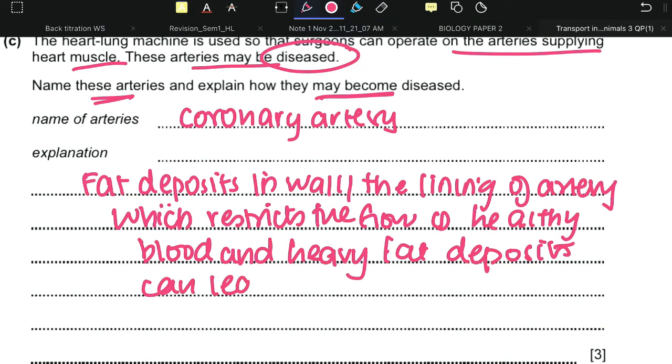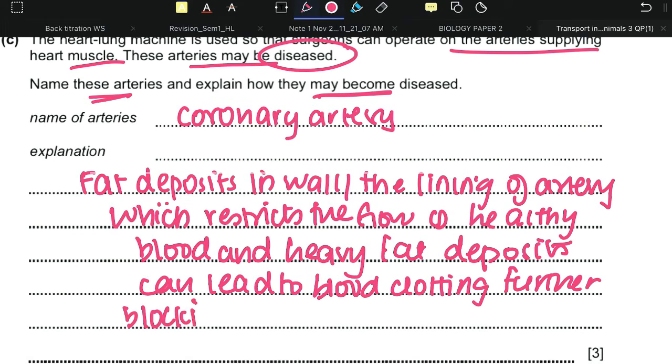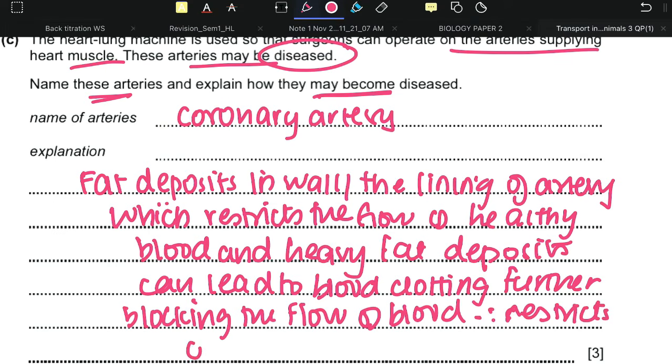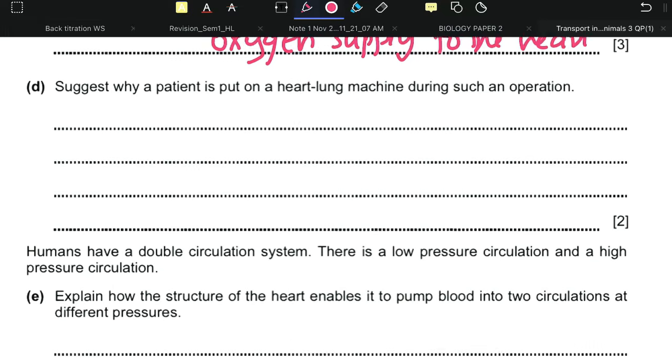Heavy fat deposits can lead to blood clotting, and this blood clotting further restricts the flow of blood, further blocking the flow of blood, and hence it restricts the oxygen supply to the heart, because we know the coronary artery supplies the glucose and oxygen to the heart, right? So it restricts the oxygen supply to the heart. This is your answer. Moving on to the next one.